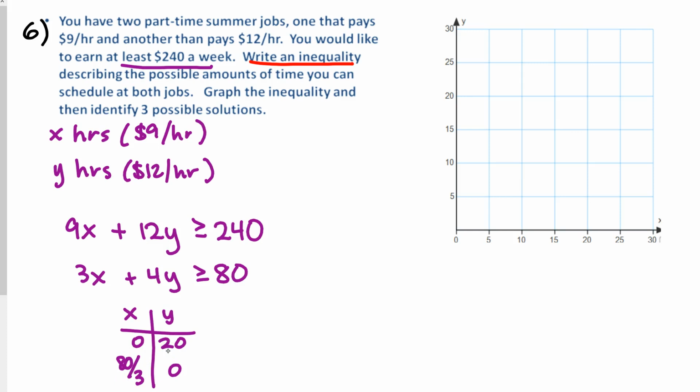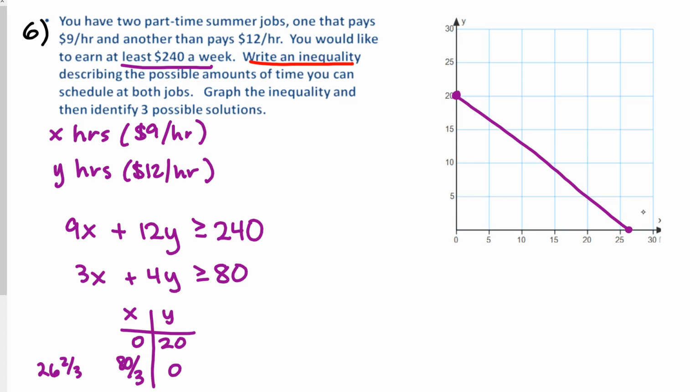And 80 thirds, I love improper fractions so much more than mixed numbers, but for graphing, we need to know that the mixed number is 26 2/3. So it's going to be a solid line because of the equal to, and we're going to have a point 0, 20, and a point 26 2/3, 0. We can draw that line, and notice I'm only using the first quadrant because you couldn't have a negative number of hours at a job, so both of the numbers of hours have to be either 0 or positive.